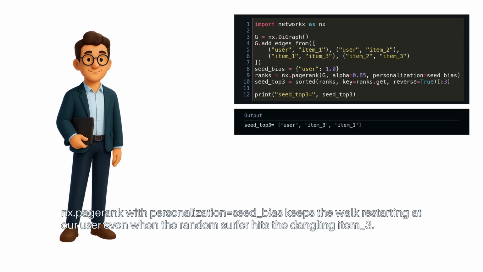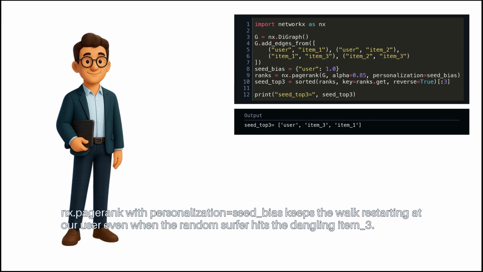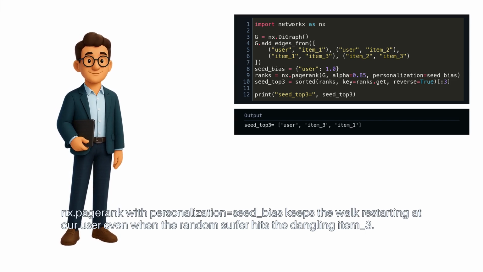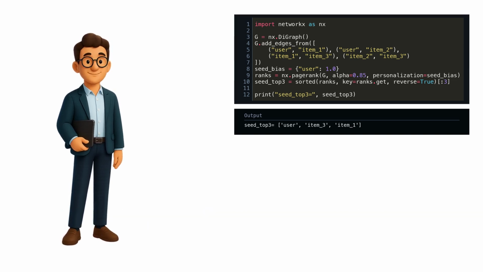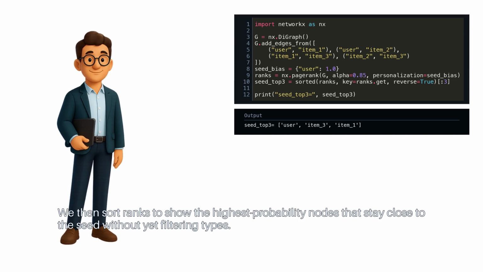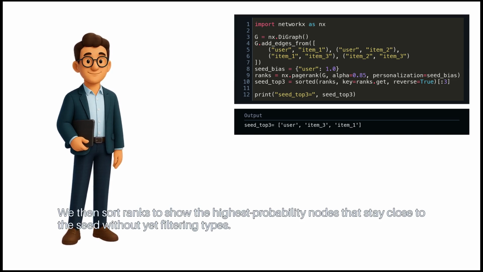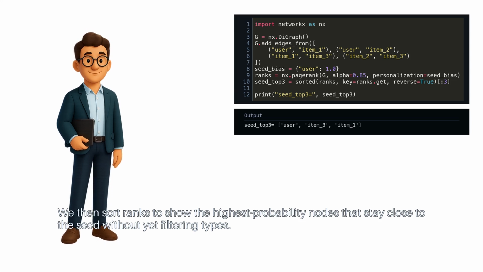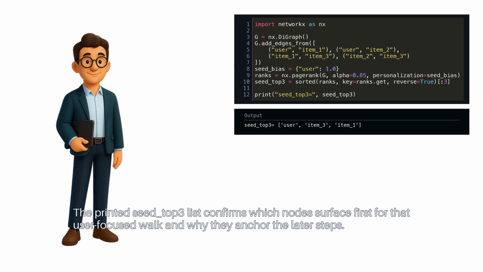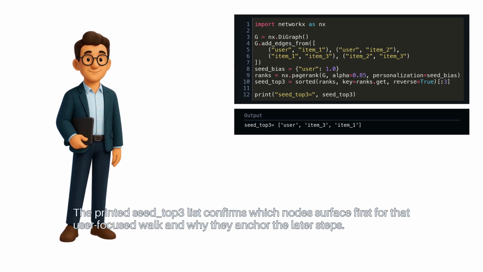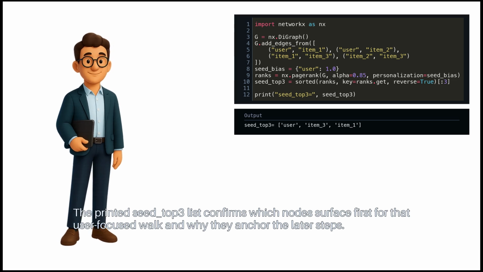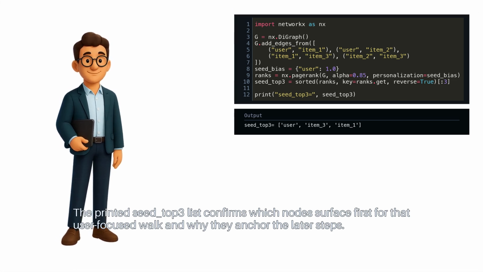nx.pagerank with personalization equals seed_bias keeps the walk restarting at our user, even when the random surfer hits the dangling item 3. We then sort ranks to show the highest probability nodes that stay close to the seed without yet filtering types. The printed seed top 3 list confirms which nodes surface first for that user-focused walk and why they anchor the later steps.